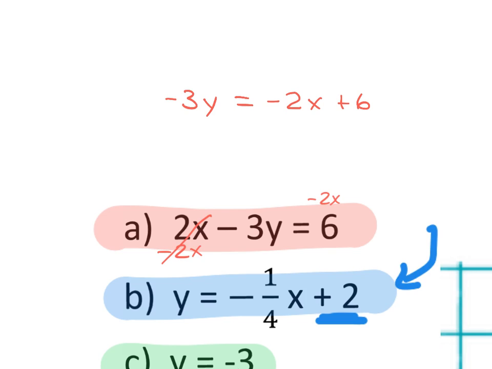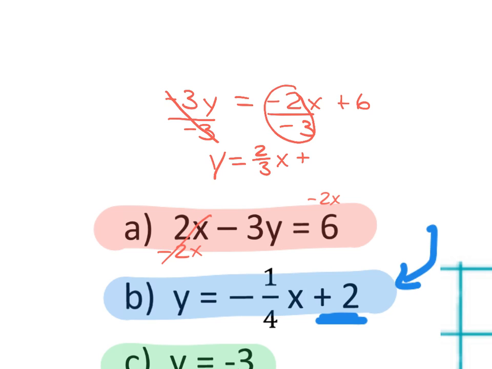Okay, I'm going to do something wrong here, and you tell me what I did wrong. Divide by negative 3, divide by negative 3, and again, I'm telling you I'm doing something wrong here. A negative over a negative is a positive, so I'm going to change that into 2/3 x plus 6. What did I do wrong?